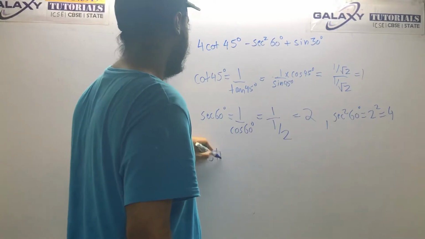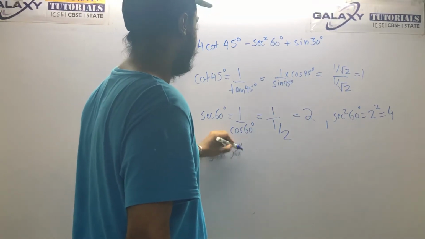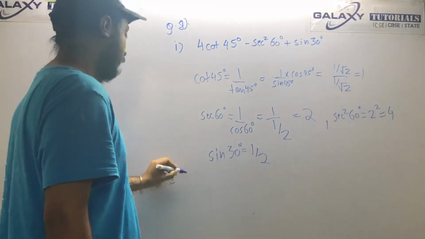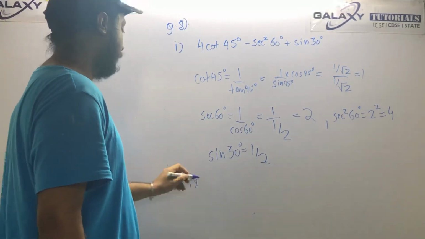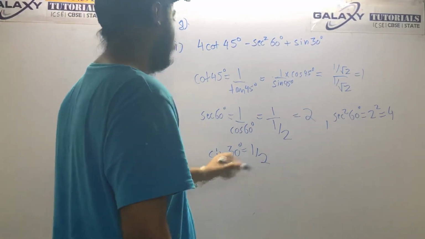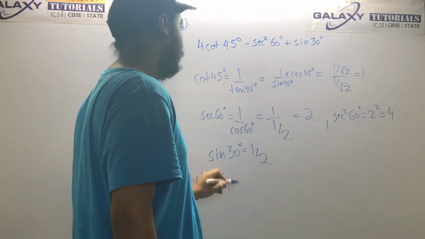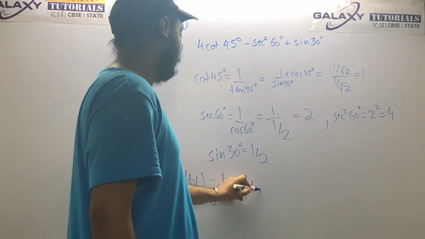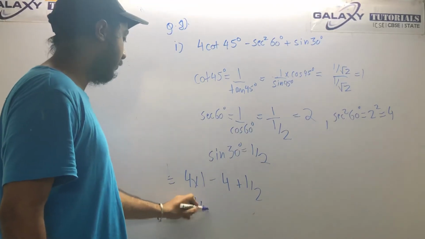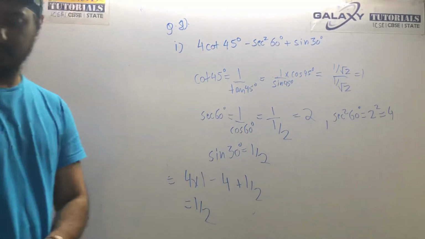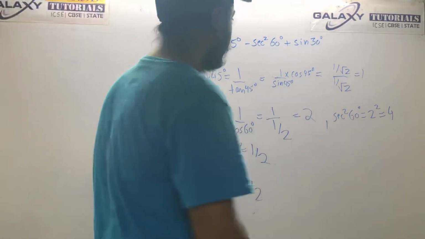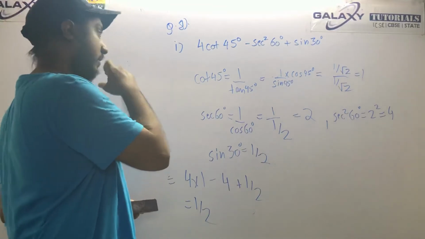That is very easy. Sine 30 you all know, you should know, 1 by 2. Just now substitute the values here. So 4 into cot 45 was 1 minus secant square 60. So secant square 60 is 4 plus 1 by 2. So 4 minus 4 is 0 plus 1 by 2 will be 1 by 2. This is the answer. Okay. So let's go on to the next.